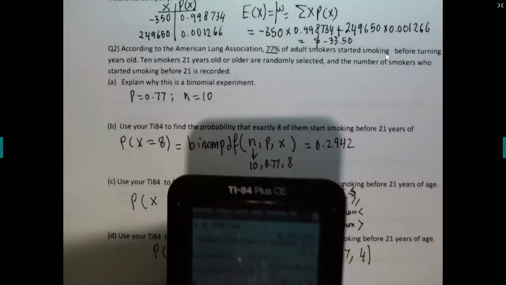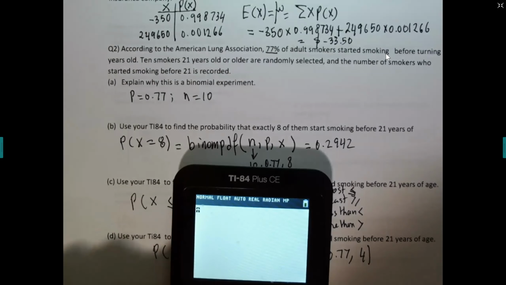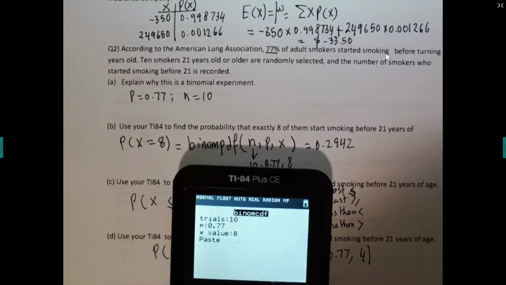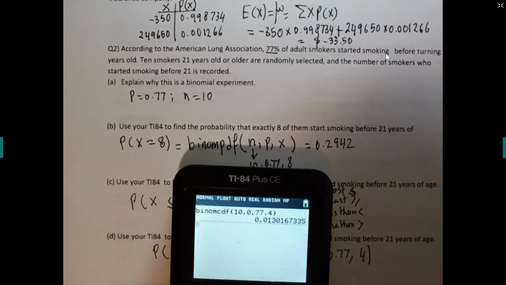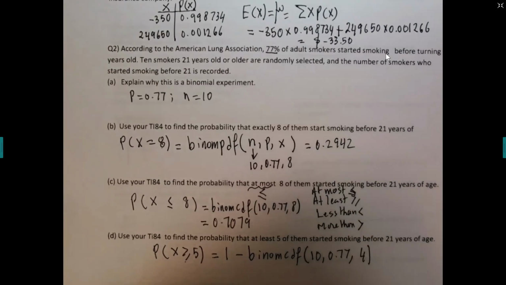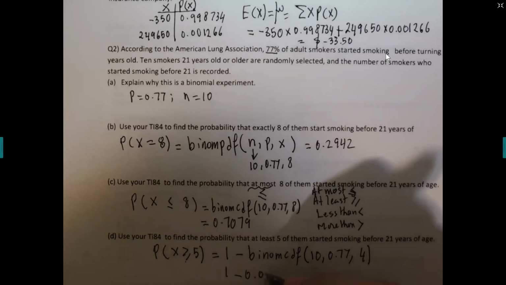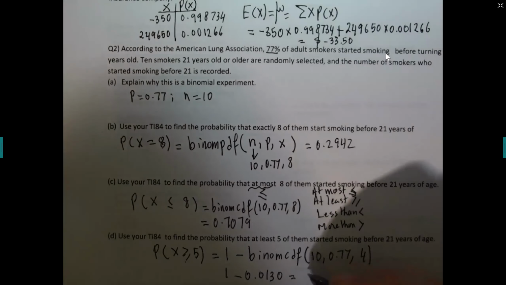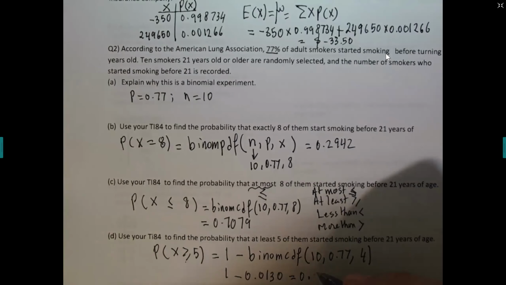So you guys, you do this. Second and variables. You put 10, 0.77, and just do the 4 here. So I got 0.0130. So it's 1 minus 0.0130, and you just subtract. So you get 0.9870.